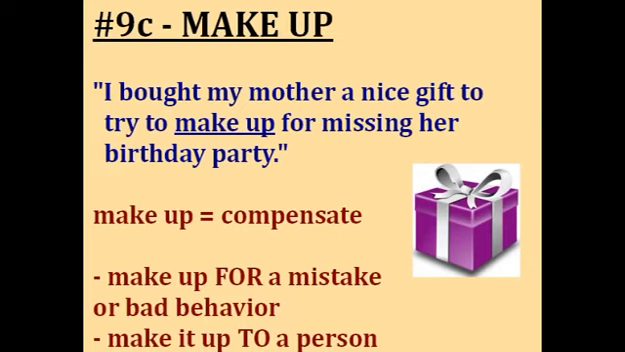And there are two ways to use make up in this way. You can say make up for a mistake or make up for bad behavior, or you can say make it up to a person. So one sentence you'll hear, if your friend does something that makes you angry or upset, they might say, how can I make it up to you? It means, how can I compensate for my error? How can I do something good that will balance out the bad thing that I did? How can I make it up to you? Okay? Make up meaning to compensate.